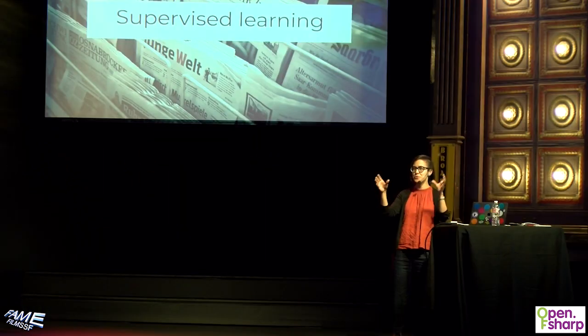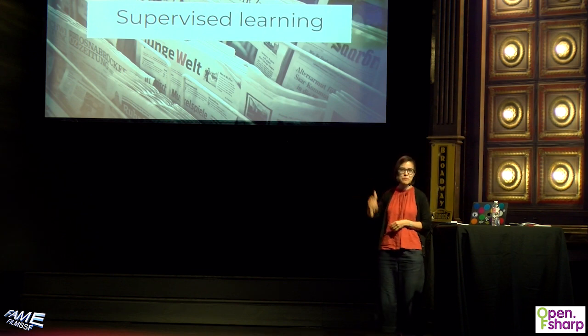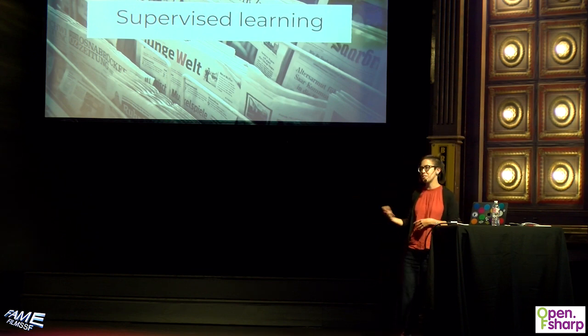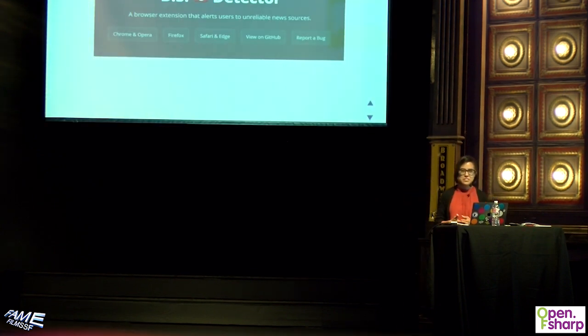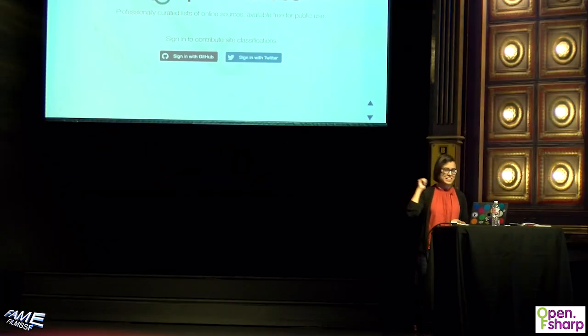So we are trying to identify this automatically, basically. And this is a fairly simple task for supervised learning. If you have a data set that tells you for each article if it falls into some of these categories, you can train an automated system to classify them. And there are some efforts in this area already. For example, the BS detector, which is a browser plugin that alerts users to unreliable sources. And it uses something called open sources, which is a curated list of unreliable news sources.